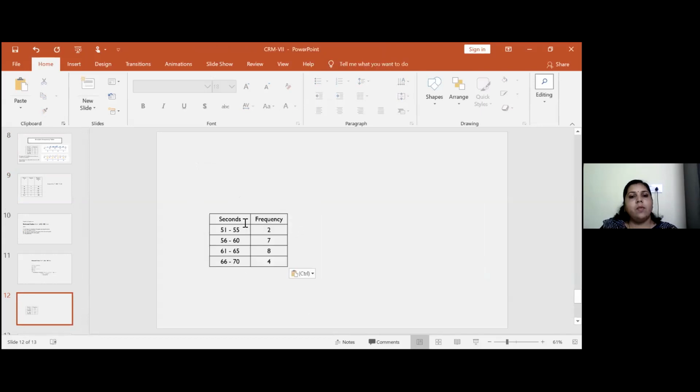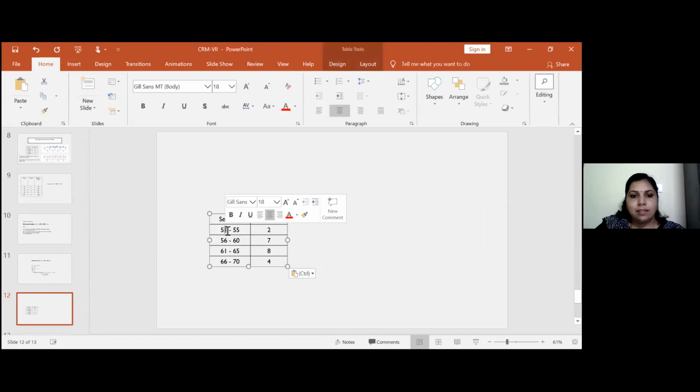Now let us convert this class interval into a continuous class. That is commonly done by adjusting the limits: 51 can be converted to 50.5, 55 can be converted to 55.5, 56 to 55.5 in the continuous class, and 60 can be converted to 60.5. 61 again, for making it continuous, becomes 60.5, 65 can be converted to 65.5, and 66 as well.